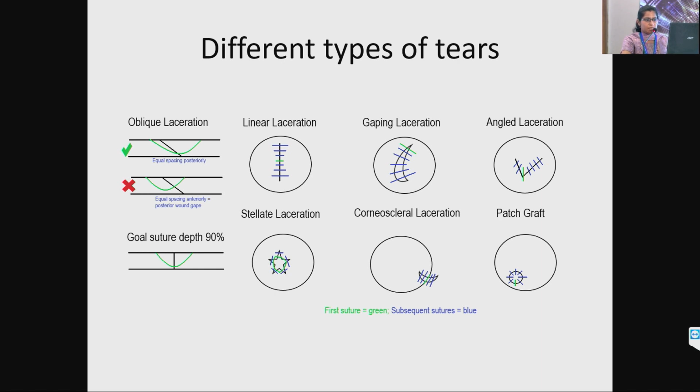If it's a gaping laceration, it's difficult for us to approximate the wound and know which is the center. So the best thing is to start from one end and then work towards the other end. If it's an angle laceration, then close the acute angles first and only then go to the rest of it. The rest of it I'll be dealing with in separate slides.